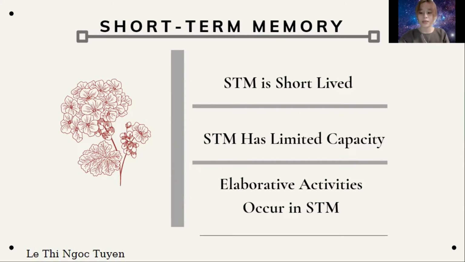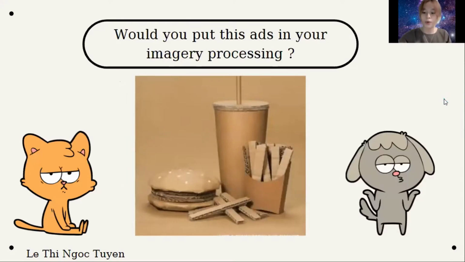The last one is that elaborative activity occurs in short-term memory. The use of previously stored experience, values, attitudes, beliefs, and feelings to interpret and evaluate information in working memory, as well as to add related previously stored information, are examples of elaborative processes. It involves both concepts and imagery, and they have to work together to make sure the consumer remembers. For example, you may not remember a boarding ad in imagery processing like this when you are surfing the phone, and there is just a very small possibility that you would buy that brand.